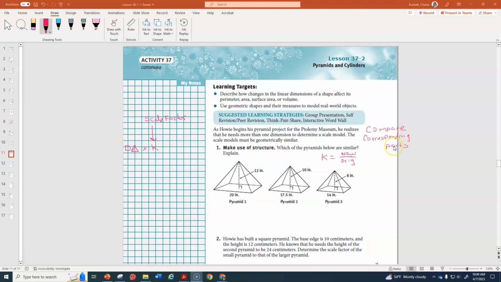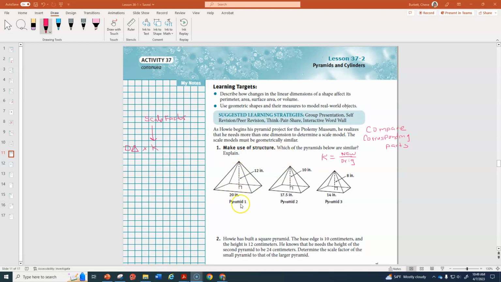You have to compare corresponding parts from the triangles. So for example, they said which of these triangles are similar. To determine that, we're going to compare the height of this triangle to the height of this triangle. And it is also important to indicate which one is considered the original one versus which one is the new one. Not so much like you can get the scale factor either way, but you do need to know which one you started with versus which one you're going to.